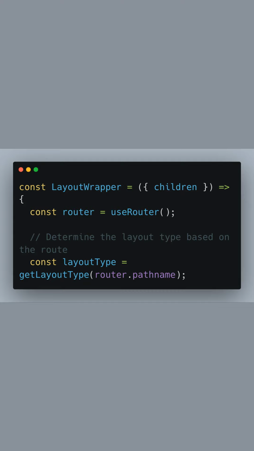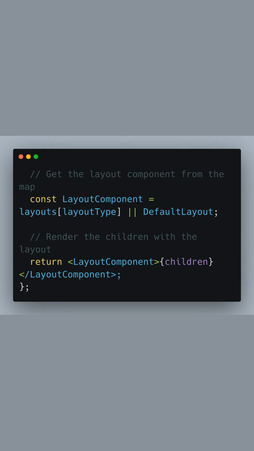This component uses the useRouter hook to access the current routing information. It then determines the desired layout type by calling the getLayoutType function with the current path name. We then retrieve the appropriate layout component based on the layout type from our layout map. If the layout type doesn't exist in the map, we fall back to a default layout. Lastly, we render the children within the selected layout component.